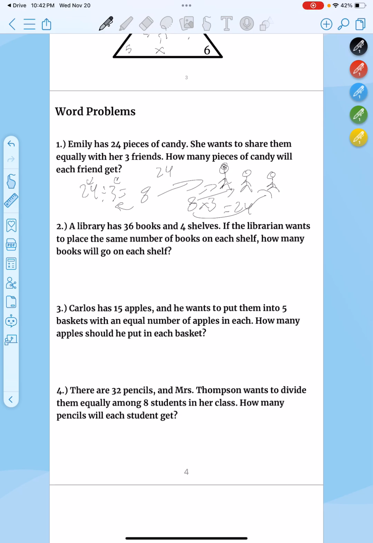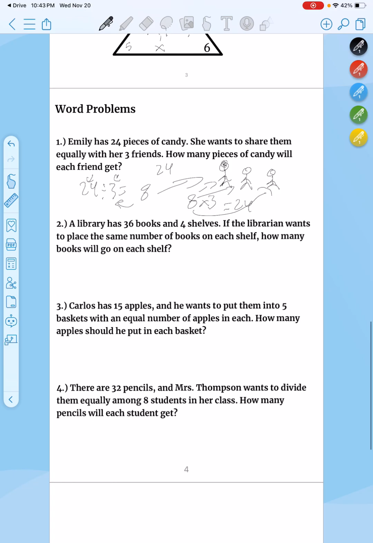A library has 36 books and 4 shelves. If the librarian wants to put the same amount of books on each shelf, how many books would go on each shelf? So we have 36 books and there's 4 shelves. So let's just count each shelf as a row. We could use the method that we saw up there with the circles. And we could first check our work by doing 36 divided by 4, which would be 9. Double check. That's correct. So we could draw 9 circles.